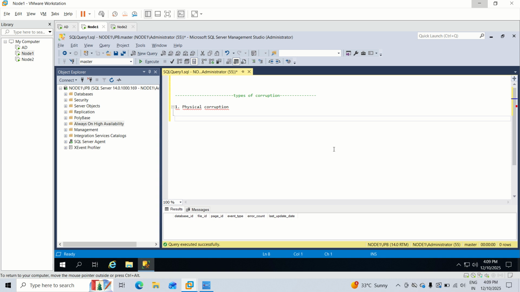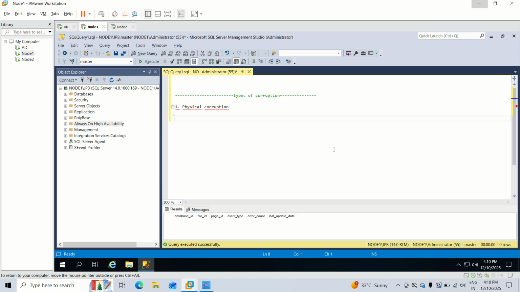Then some symptoms are error 823 or a page mismatch. Physical corruption is not SQL Server's fault, but happens due to underlying storage issues. So this is physical corruption.